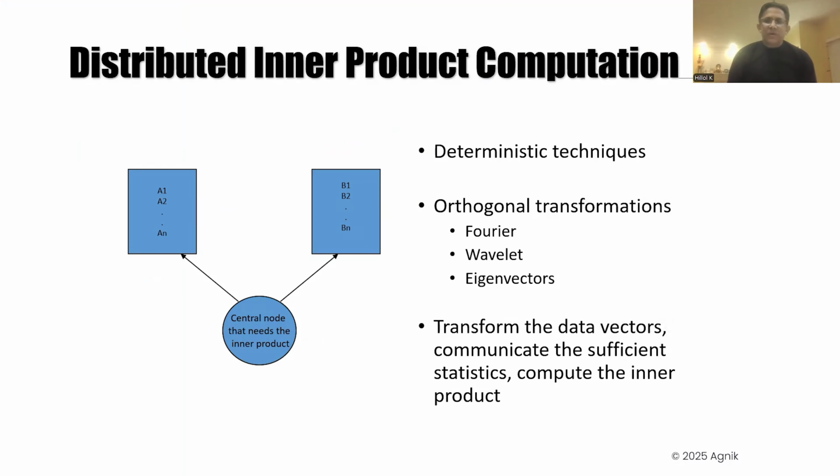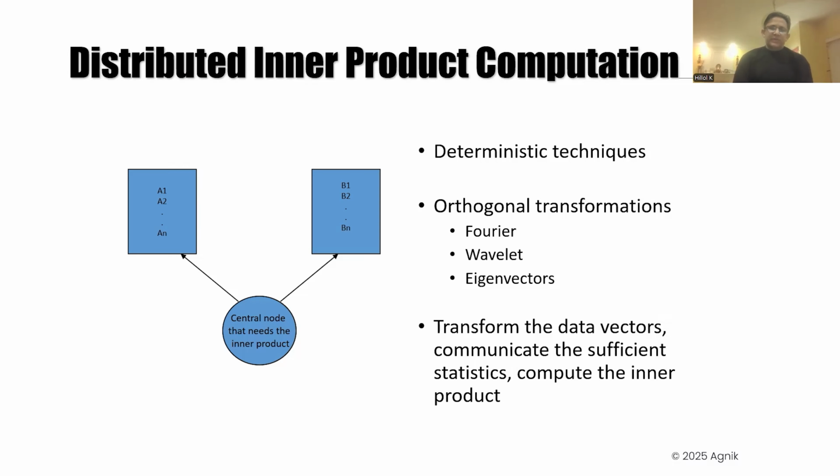This one talks about deterministic techniques. The idea is, you have these two sites. Site one has this A1, A2 through An, which is a column vector, and site two has B1 through Bn, which is another column vector. You want to compute the inner product between these two. The core idea is that if you don't want to send the entire vector from one side to the other, then you have to figure out what is really needed for accurate estimation of the inner product.